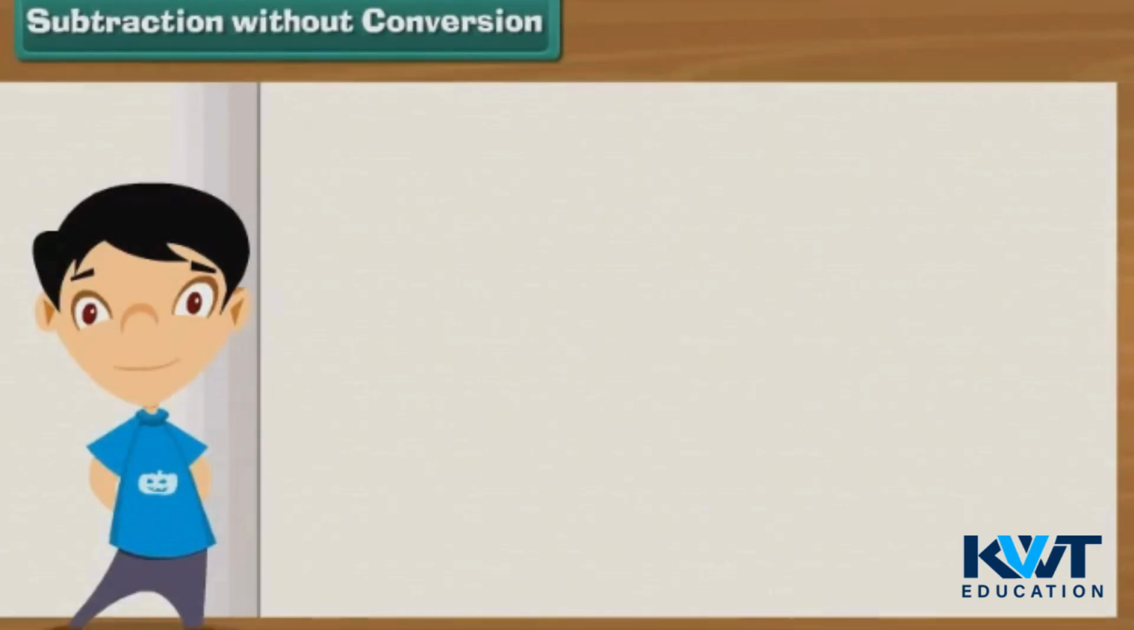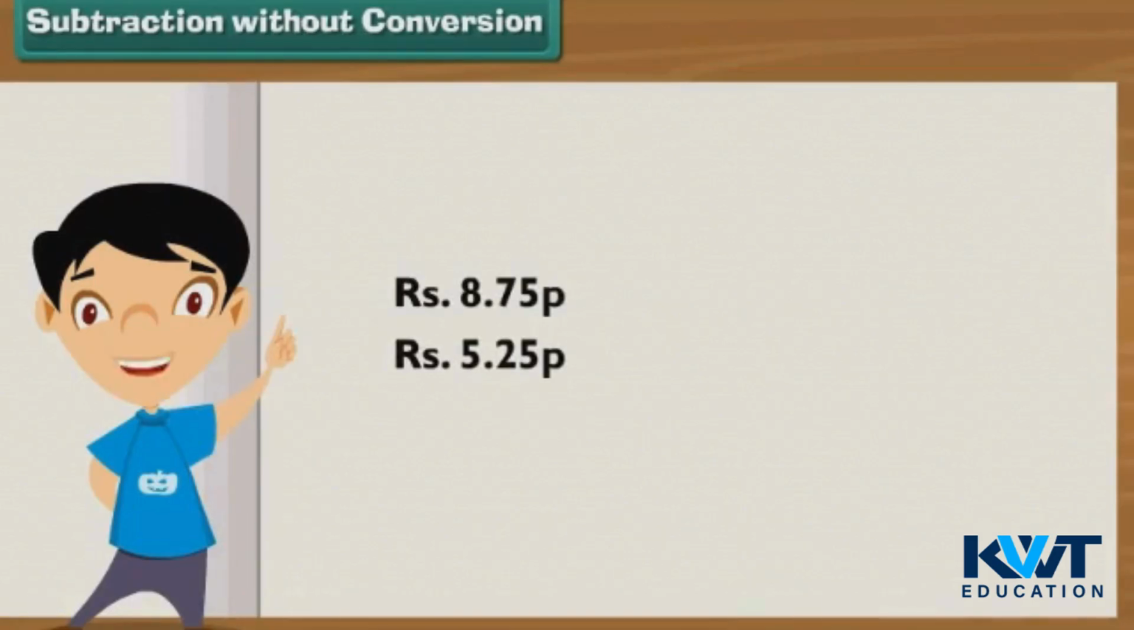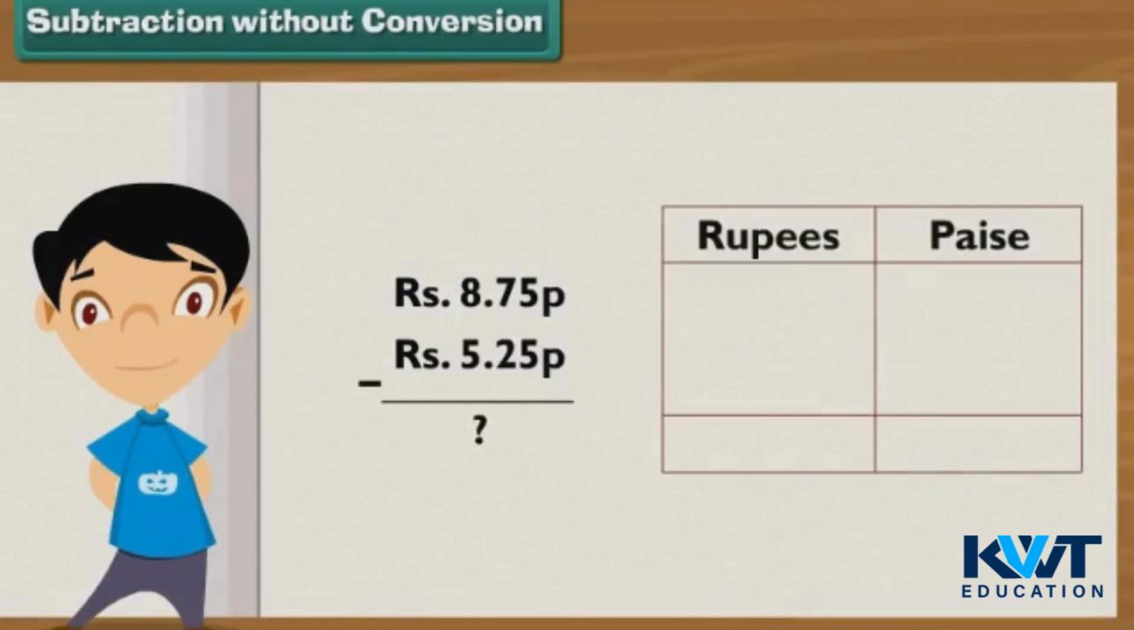Subtraction without conversion. Let's learn how to subtract 5 rupees 25 paise from 8 rupees 75 paise. Note here, write 8 rupees 75 paise as rupees 8.75. Then write 5 rupees 25 paise as rupees 5.25 under it in such a way that the rupee part falls in the rupee column and paise part falls in the paise column.